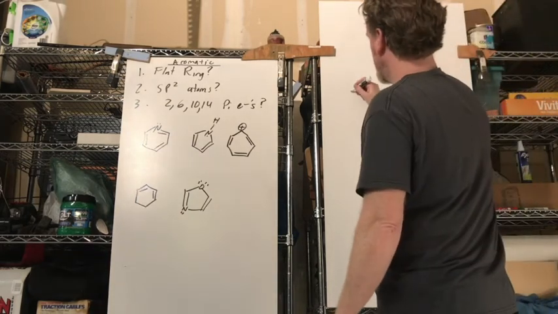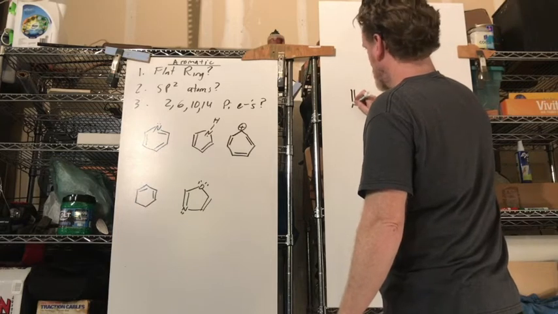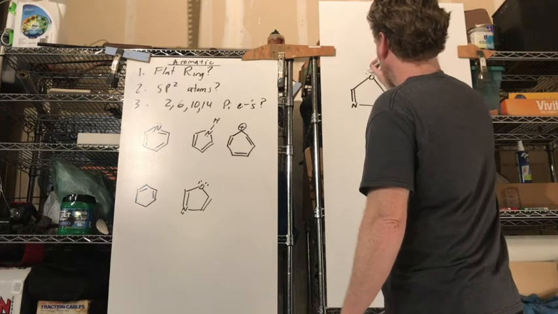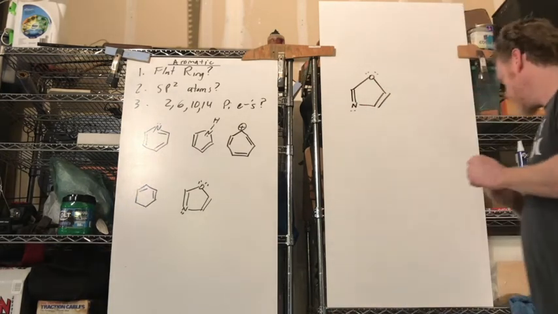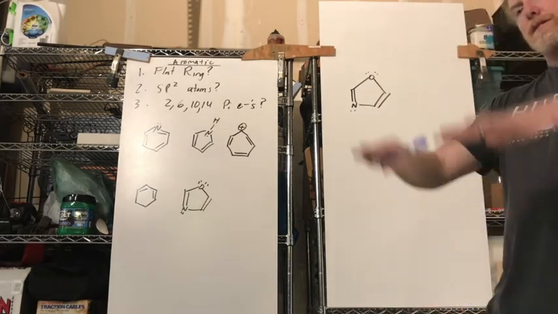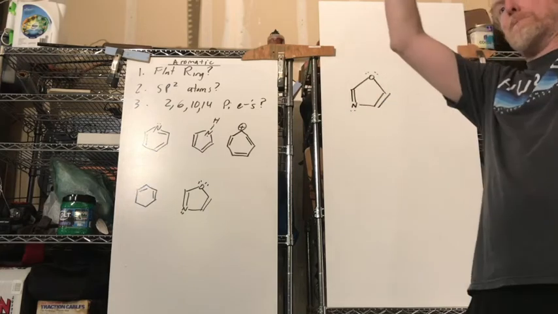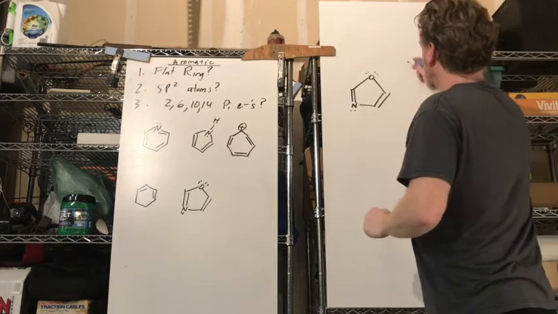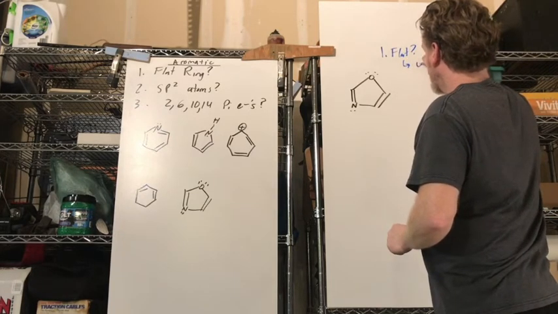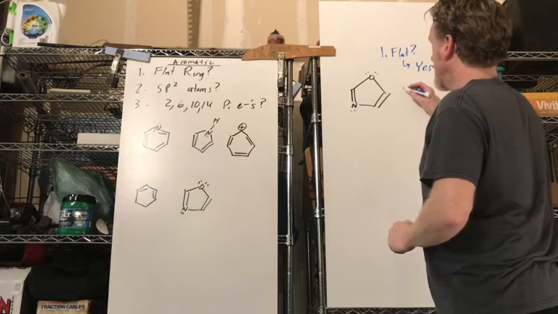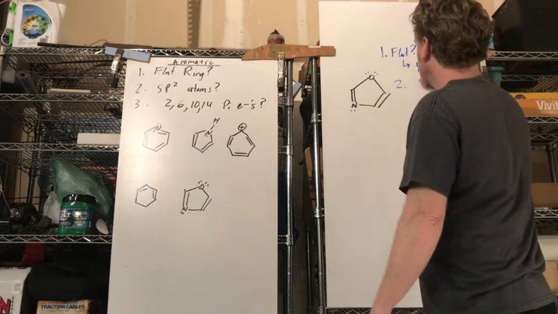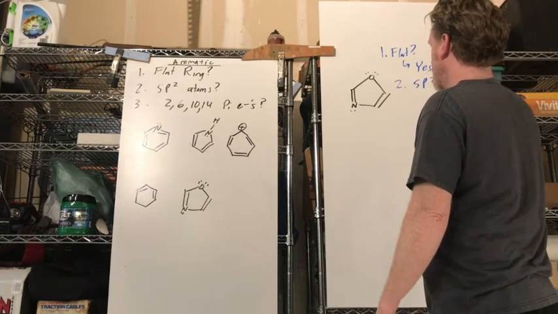Okay, our last example up here is this one. Let's see what we have here. Let's check and see whether this is aromatic, low in energy, neither in the middle, or anti-aromatic, real high in energy. So we'll start off with, is it a flat ring? Yeah, I could see it being flat. You can think of it as, can it be flat? And then step two is, is it sp2 hybridized all the way around?